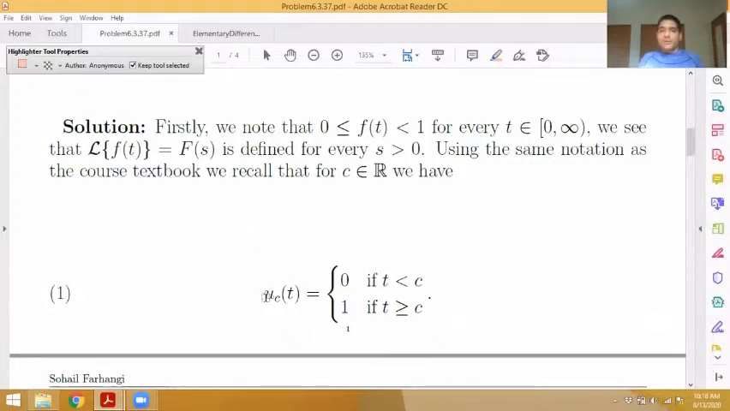But our step function is going to be u_c of t. So u_c of t is the function that is 0 when you plug in any number smaller than c, and then if you plug in any number bigger than or equal to c, it becomes 1. So it takes a step up.